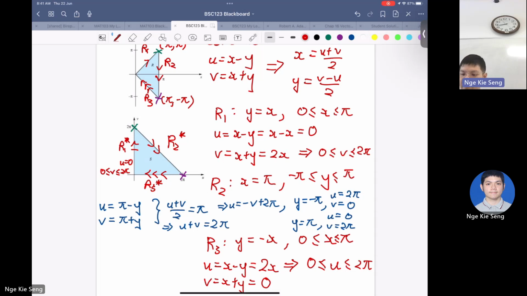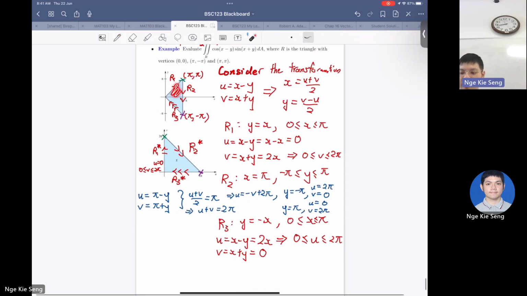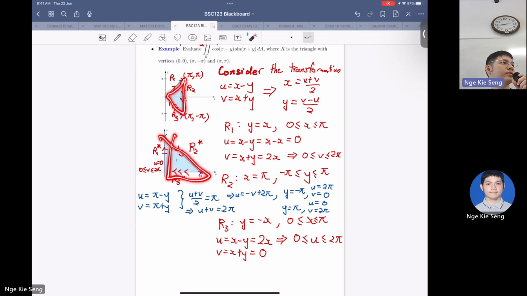So what happened to the middle points? How do you decide the middle points? This is the whole region you need to integrate. So now we have only determined that the boundary gets sent to the boundary. So how about the middle one? What does the transformation do to this line?